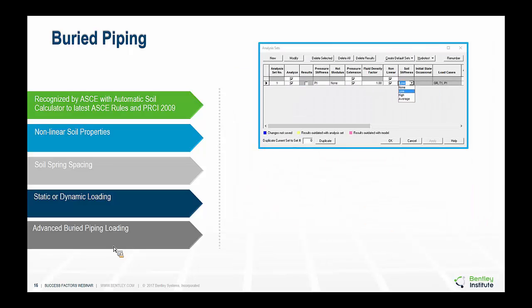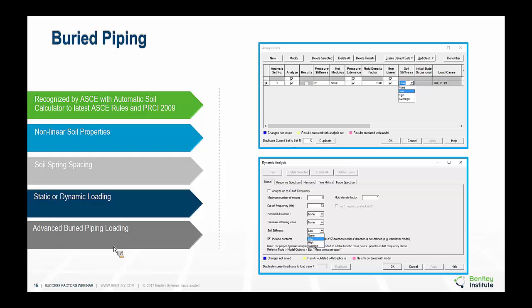AutoPIPE has the capability of having 3 sets of soil stiffness properties calculated for static loading: low, high, and average. The exact values of the soil stiffness are difficult to calculate because of the nature of the soil and the way the properties vary with seasons and changes, so we take an upper, a lower, and an average limit. AutoPIPE also has the capability to analyze for 3 sets of soil stiffnesses for dynamic models. Our competition cannot analyze dynamic loads for buried piping and has convergence problems.